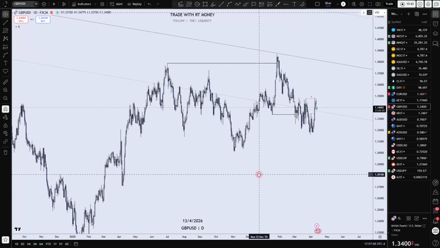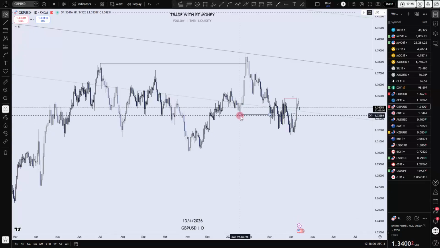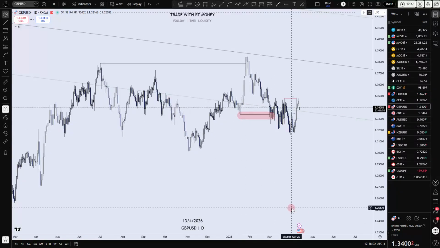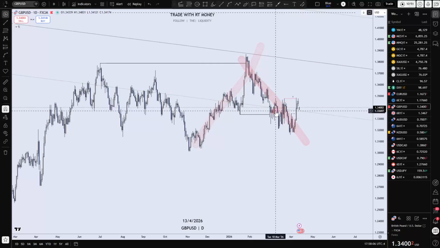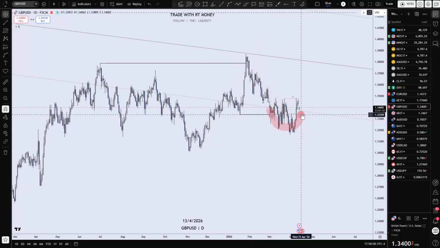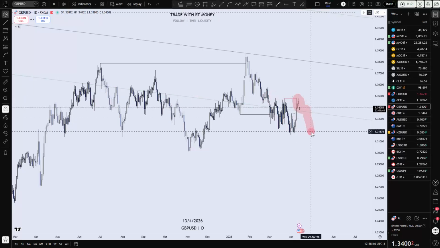Okay. Now, what do we got? All right. So we have this market structure shift here from bullish to bearish momentum. We have this consolidation here, right? And we finally got a sweep of the highs. So that alone is kind of indicating that the market may head towards these lows.